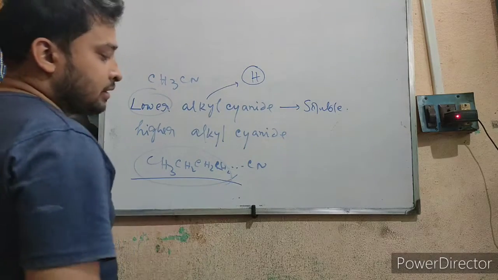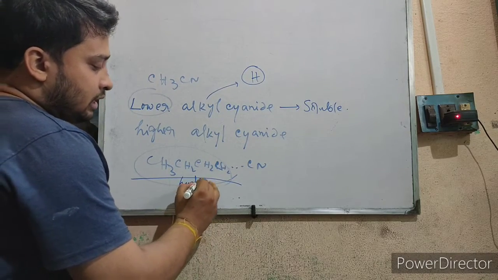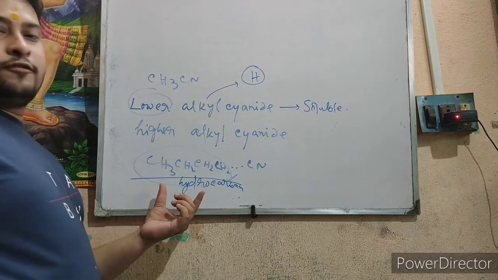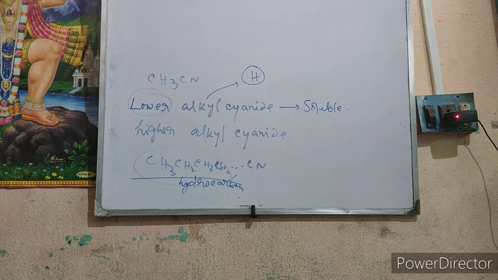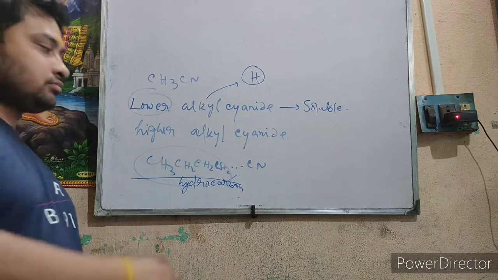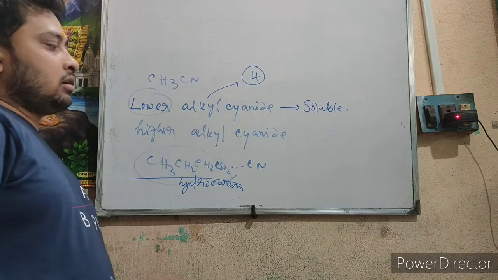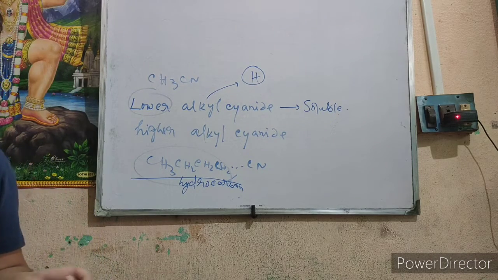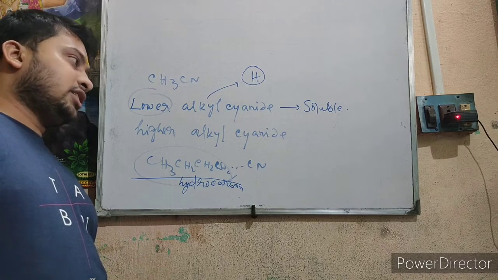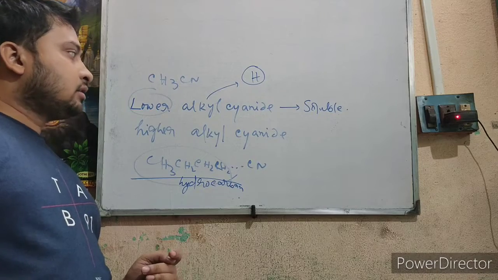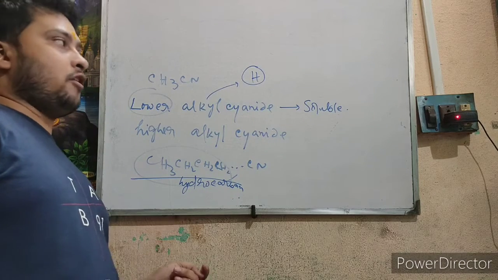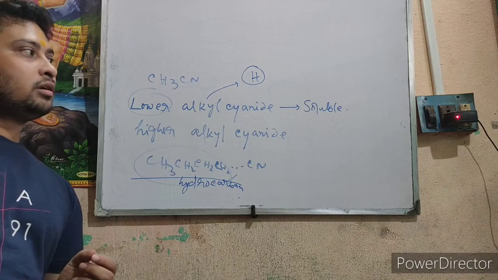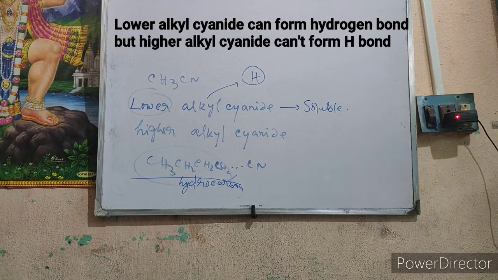But due to the presence of a larger hydrocarbon group, it cannot form hydrogen bonds. So write the answer. The answer is, higher alkyl cyanide cannot form hydrogen bonds due to the presence of a larger hydrocarbon group. But lower alkyl cyanide can form hydrogen bonds. For that reason, lower alkyl cyanide is soluble in water.